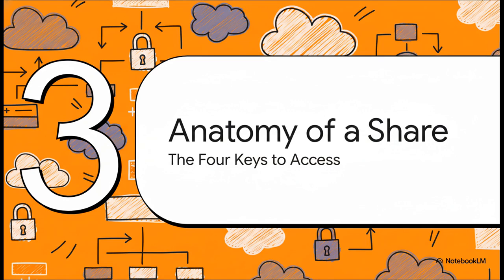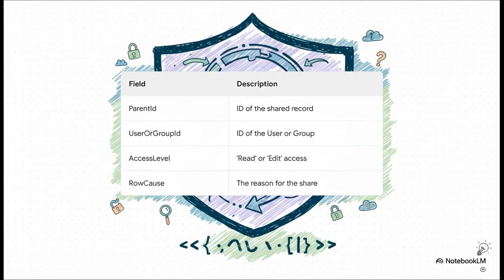Okay, so if we're going to build these permissions using code, what do we actually need? Let's pop the hood and look at the anatomy of one of these share records. It really just comes down to 4 critical pieces of information. First up, ParentId. That's just asking, which record are we sharing? Easy. Second, UserOrGroupId. Who are we sharing it with? Makes sense. Third, AccessLevel. What can they do with it? Read or edit. Simple. And finally, RowCause. This is the one you really need to pay attention to. It answers the question, why does this person have access?